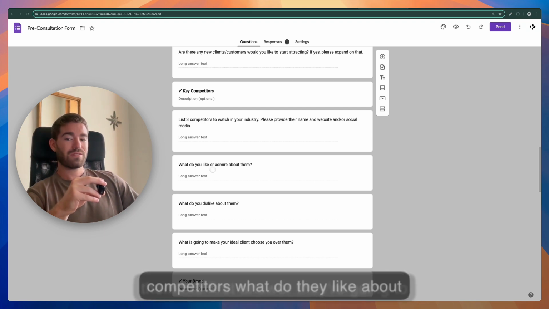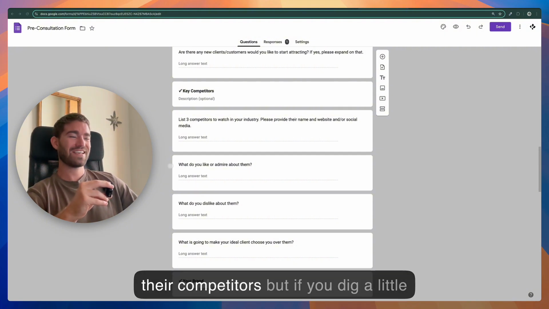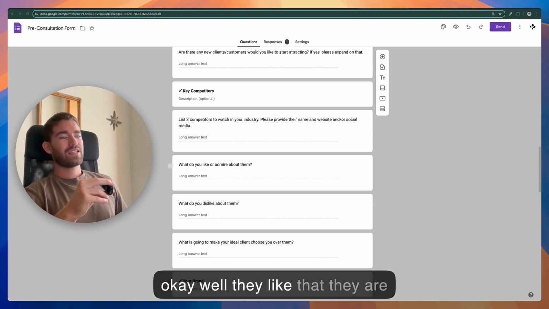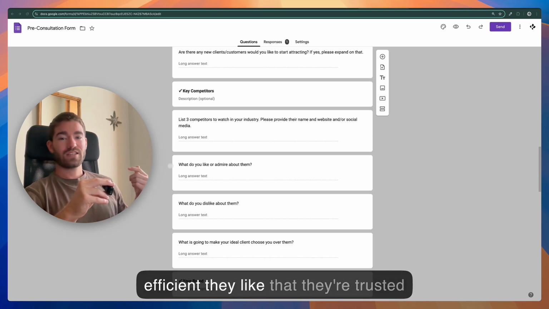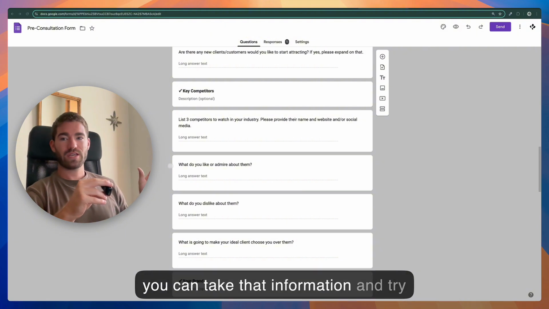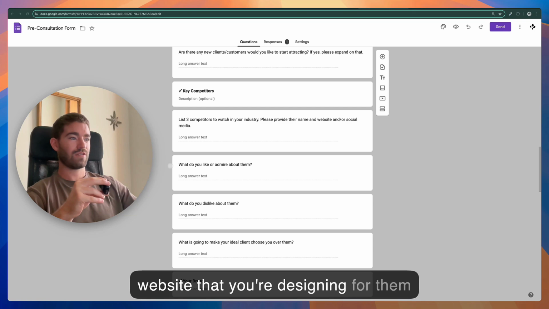What do they like about them? The first answer they're going to say is, I hate them, because they're their competitors. But if you dig a little bit deeper, you can start to understand, okay, well, they like that they are efficient. They like that they're trusted. They like something about them. So you can take that information and try and communicate that on your website that you're designing for them.